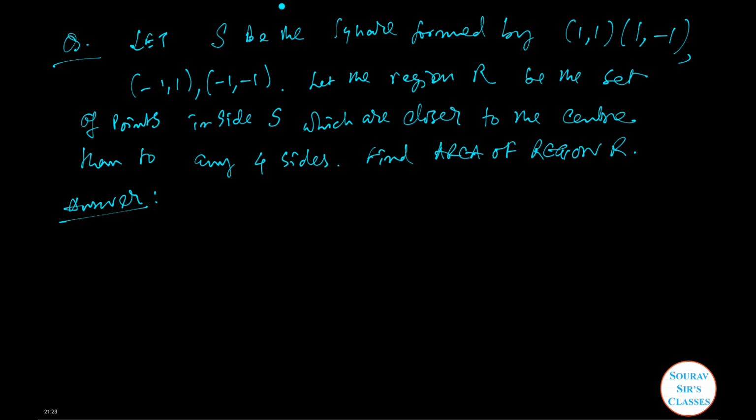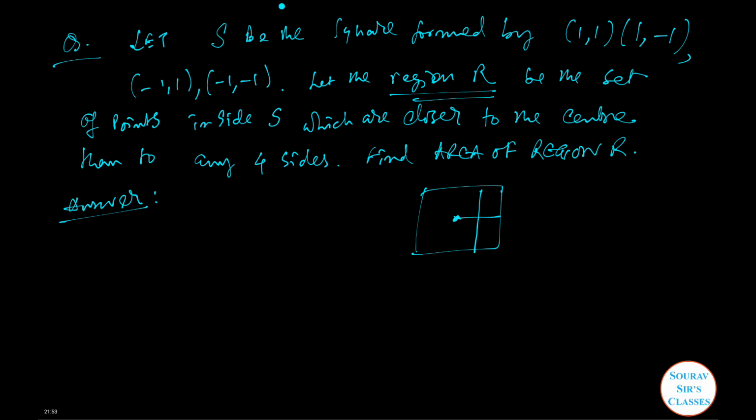Now this one is the fourth question. They have given S, a square formed by 4 points. Simply you can see it as unit points. It's a square, even though they haven't given this, this is easier. Let the square region R be the set of points inside S which are closer to the center than to any other side. So it's closer to the center. For example, this is the center and this is this. So we want to take the half of the distance.